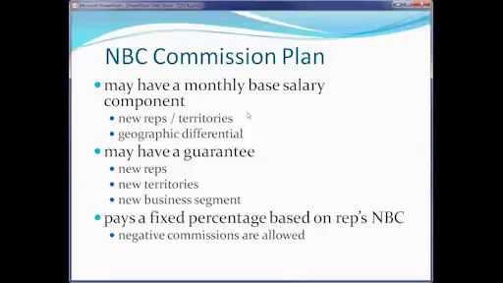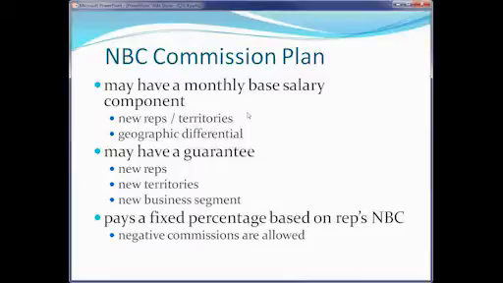Now, most companies don't set out to have guarantees unless they have a specific circumstance, usually the startup of a new rep or a new territory, opening up some new business, and you're trying to keep people focused in that area. However, most draws, in my experience, turn into de facto guarantees.